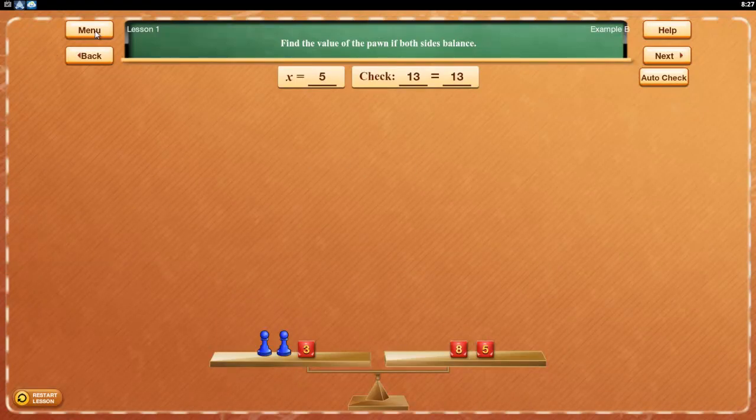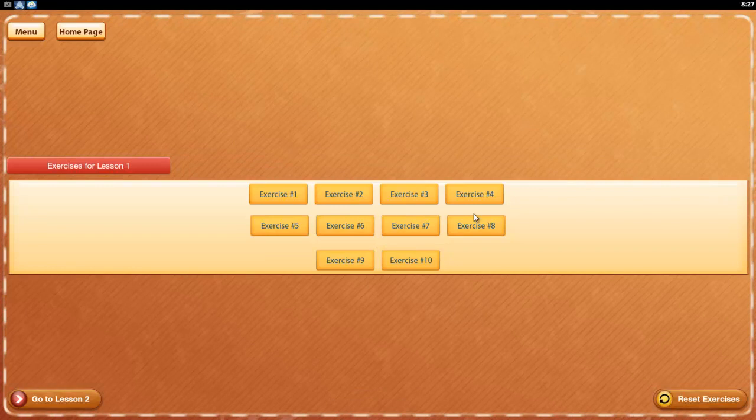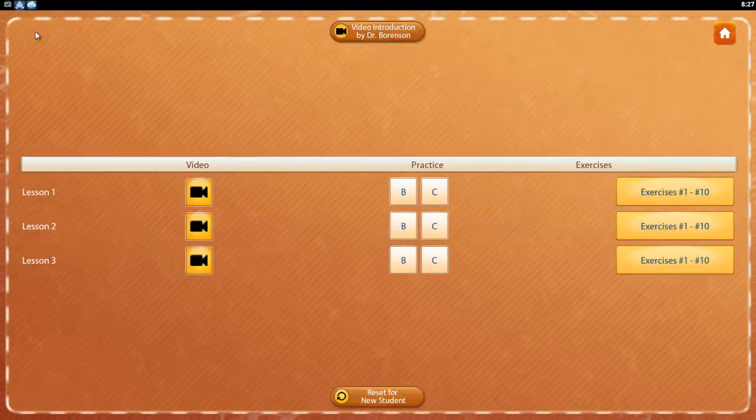I'm not going to do the other exercises. So you have 2 practice exercises for lesson 1, and you also have 10 exercises. So that's 12 in total, 12 practice exercises.